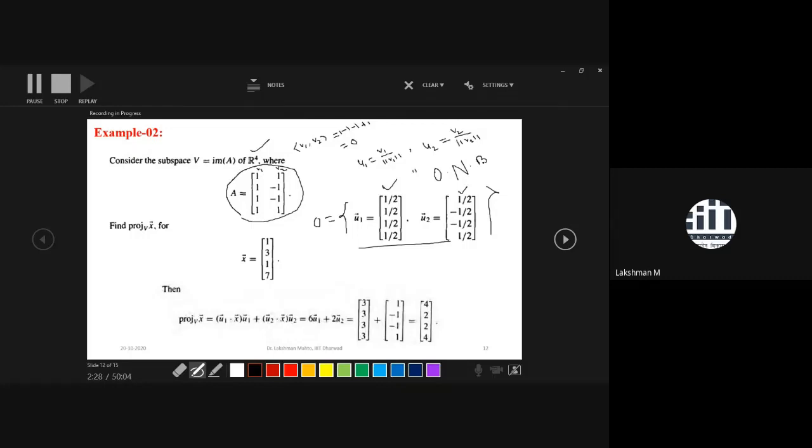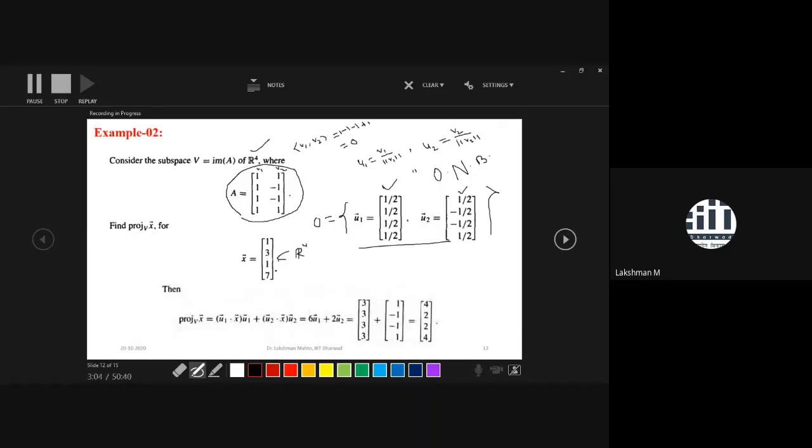So we are taking any general four-dimensional vector, 1, 3, 1, 7. We will try to find the orthogonal projection of this on this plane. This point may not be in the plane V, but it is any four-dimensional point, so it is here in R4, but we don't know whether it is in V or not. It is not necessary to know whether it is in V or not.